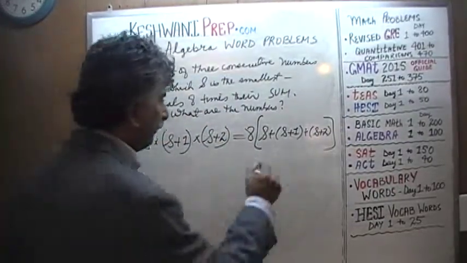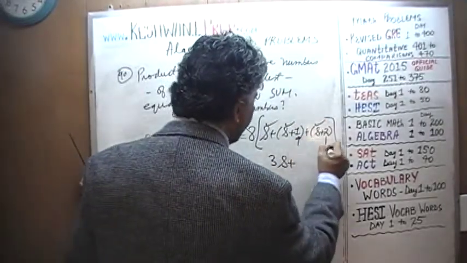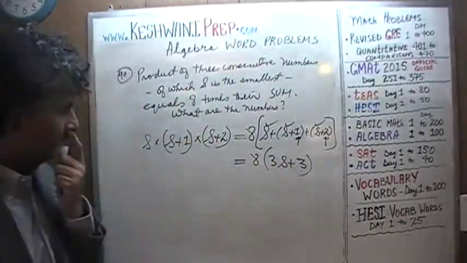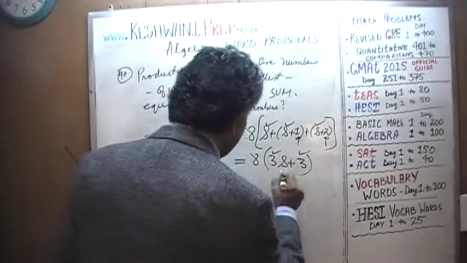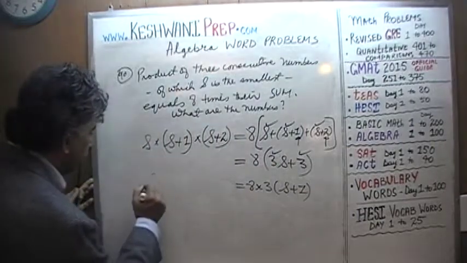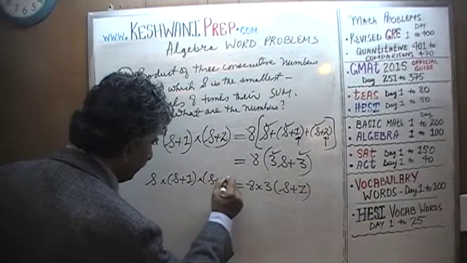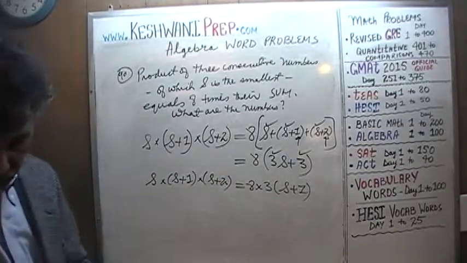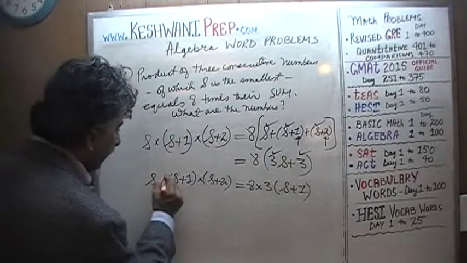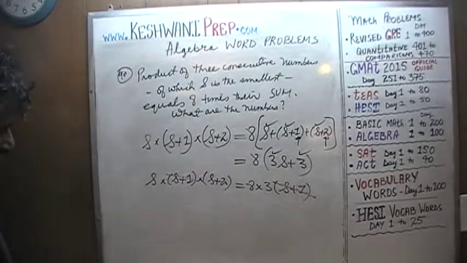Let's collect the like terms here. We have S and S and S. We have 3 S's plus 3, just like before, 1 and 2. We're going to take out the common factor of 3, and we'll end up with 8 times 3 times S plus 1. And here we have S times S plus 1 times S plus 2. We have a common factor of S plus 1 on both sides. If we divide both sides of the equation by S plus 1, we're going to get rid of this quantity right here. And we end up with 8 times 3.